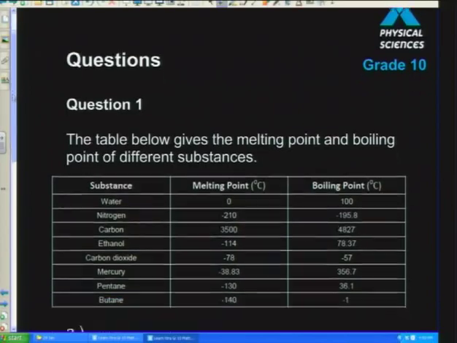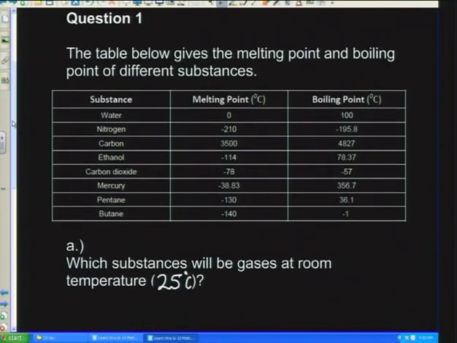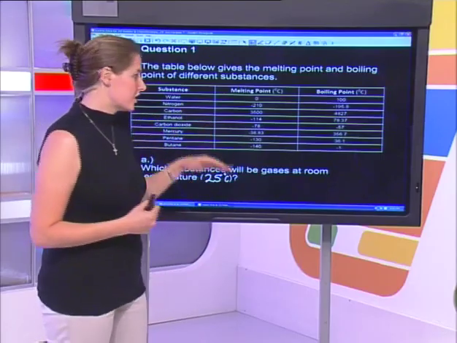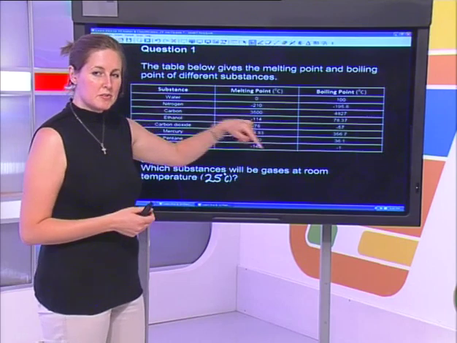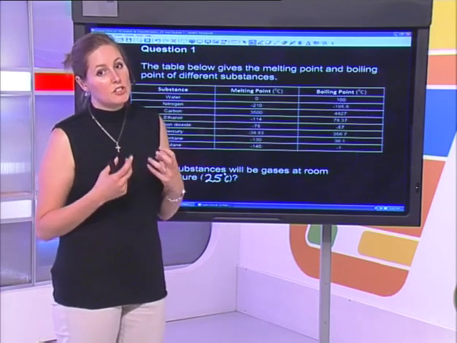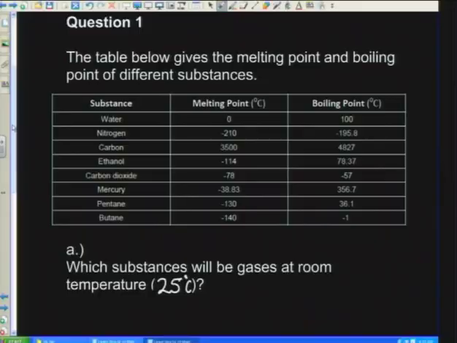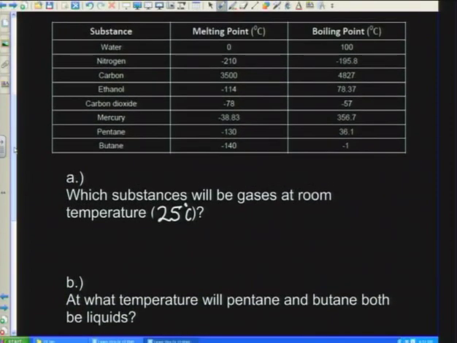Question 1. A table below. So often you might be given a table of data. You're not going to be expected to memorize this type of table, but you certainly would be asked to interpret what this table is telling you. The table below gives the melting point, temperature at which it changes from solid to liquid, and the boiling point of different substances. And so we have here a whole list.